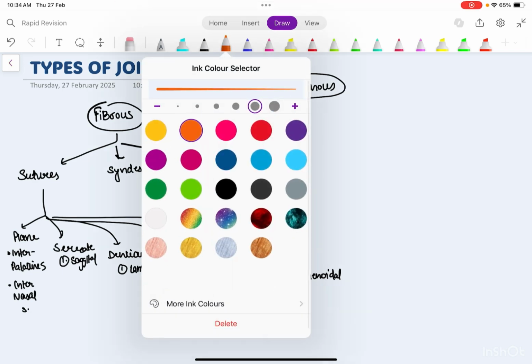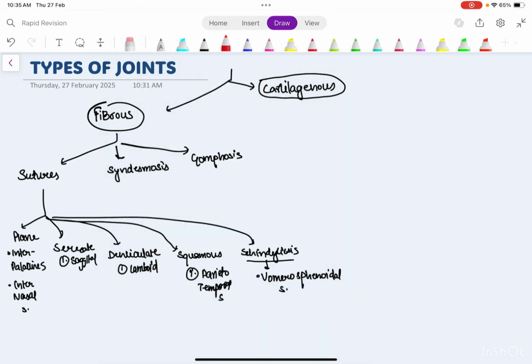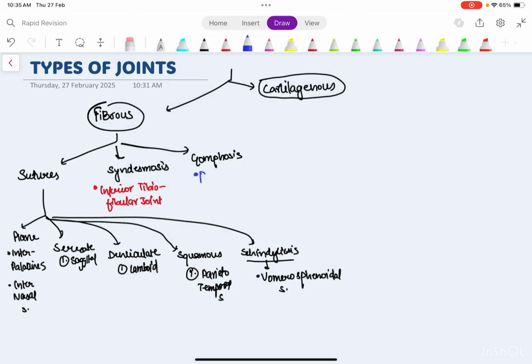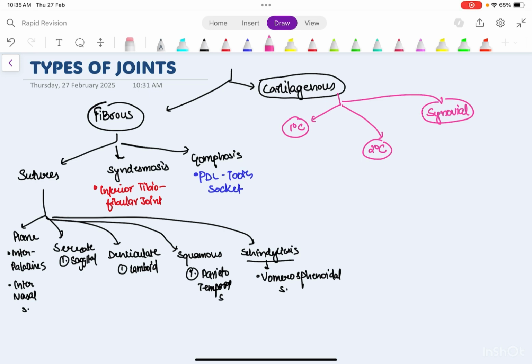Alright, then in syndesmosis you have to remember the inferior tibiofibular joint. Then coming on to the gomphoses is our PDL in the tooth socket. Alright, now let's talk about the cartilaginous joints. In cartilaginous joints we have primary cartilaginous joint, then secondary cartilaginous joint, and then a very big division which is the synovial joint.